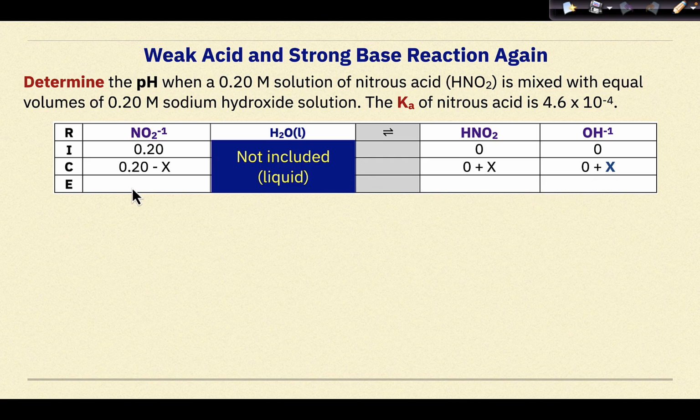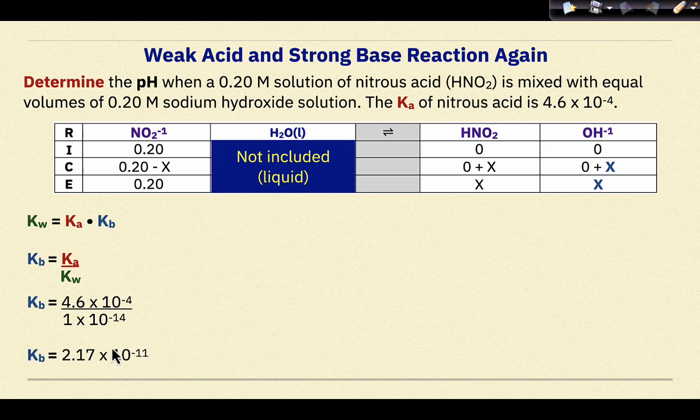We will assume that x is small based on the Ka value. Therefore, at equilibrium, the values in the Rice table will be 0.20, x, and x. The Kb value is needed, so we will use the formula Kw is equal to Ka times Kb. We will rearrange the formula to solve for Kb, substituting the values into the equation. The Kb is determined to be 2.17 times 10 to the negative 11.